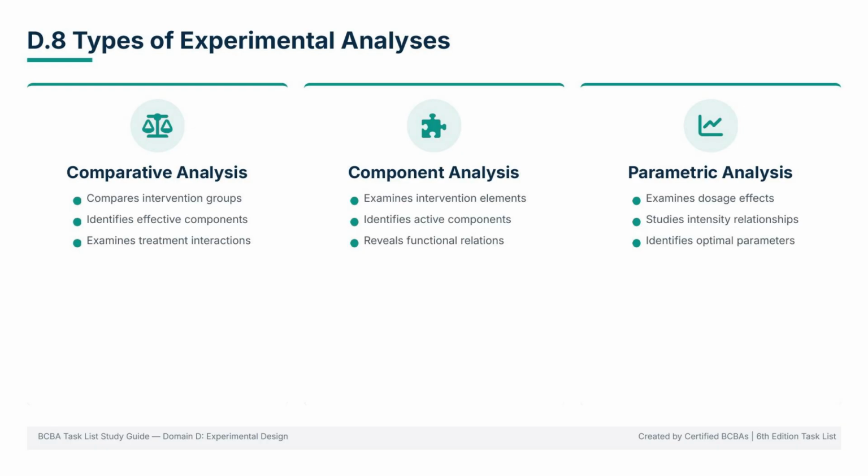Now, let's talk about the different types of experimental analyses. Comparative analysis. This type of analysis compares two or more treatment conditions to determine which one is more effective. It helps to identify which treatment produces the greatest change. Component analysis. This is used to break down an intervention into its individual elements. By doing this, you can determine which component of the intervention is the most effective. Parametric analysis. This looks at the relationship between the dosage or intensity of the treatment and the behavior change. It helps identify the optimal level of the intervention needed to produce the desired effect.